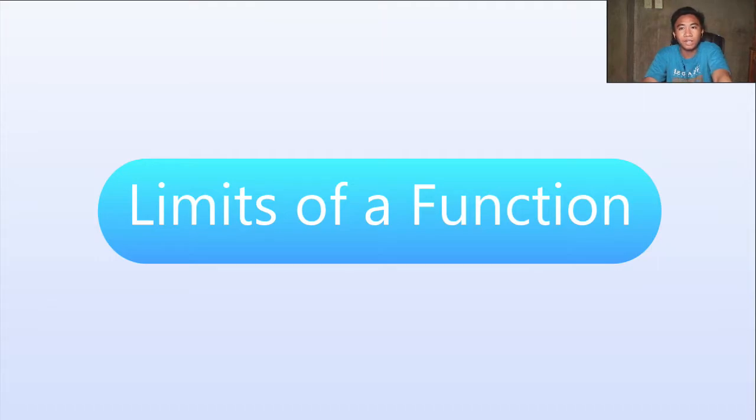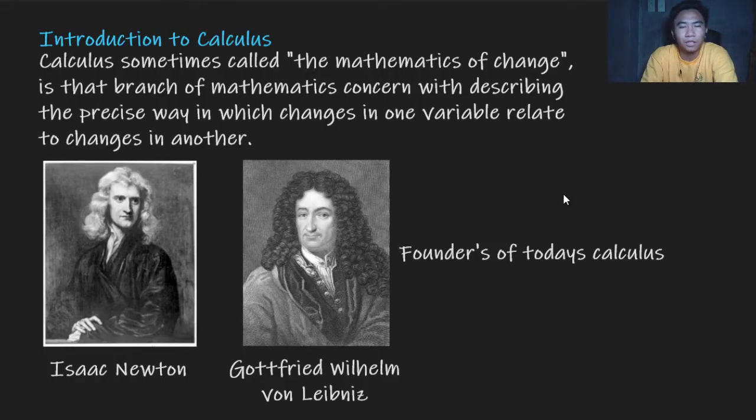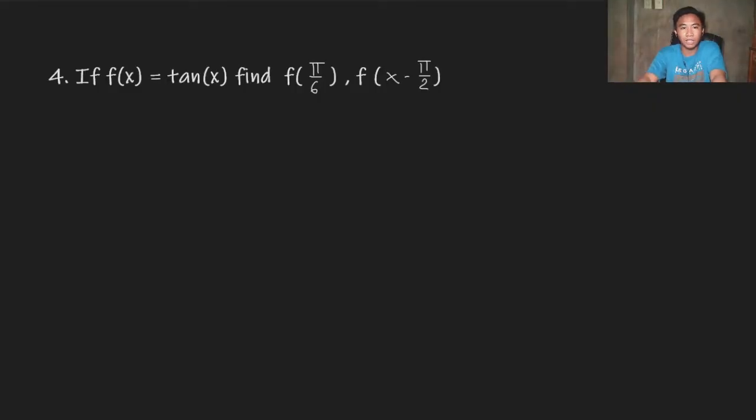Last time we studied the introduction to calculus and how to perform the indicated operations. As a review, we have example number 4 that we will answer, which is this: if the function f of x is equal to tangent of x, find f of pi over 6 and f of x minus pi over 2. So let's solve.